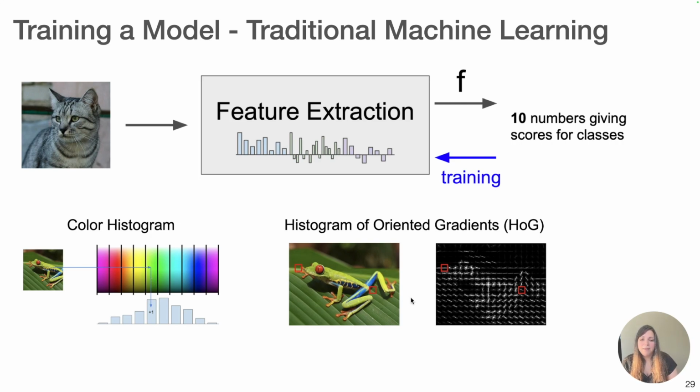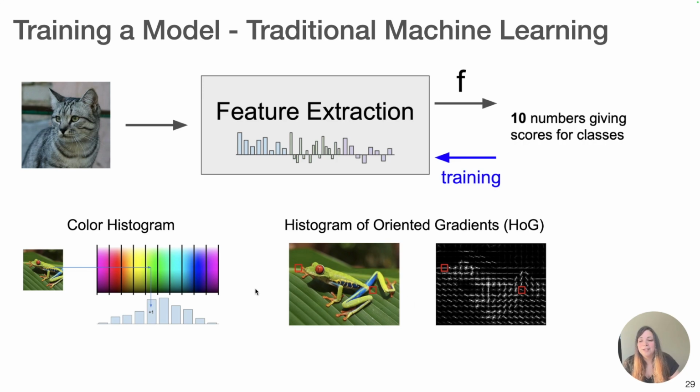Another feature that had been used in the past is the histogram of oriented gradients, which is a technical term to say that we are trying to detect shapes in the image. Obviously, recognizing shapes in the image is also useful because different objects have different shapes, and it tells you what the objects are.